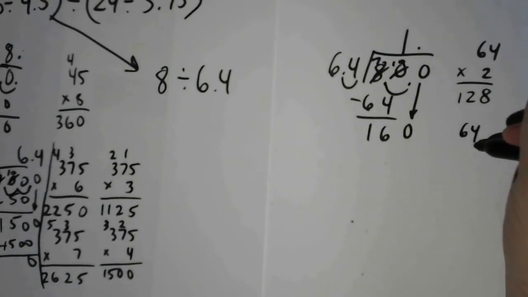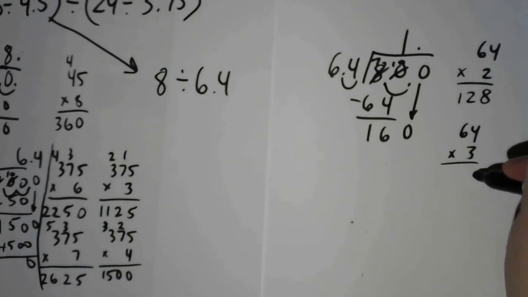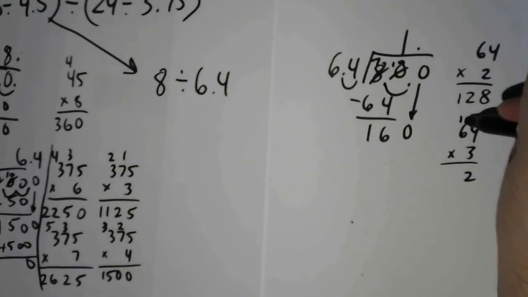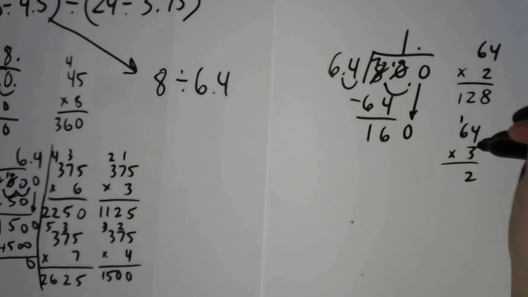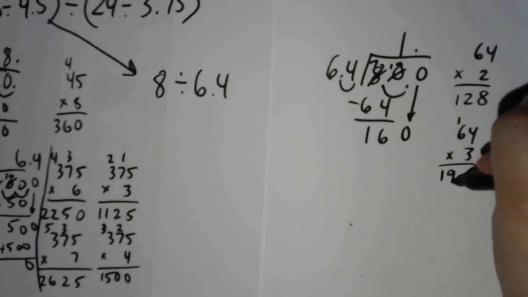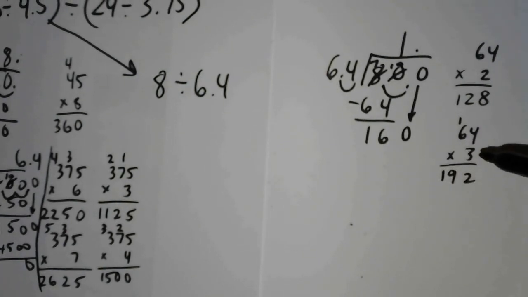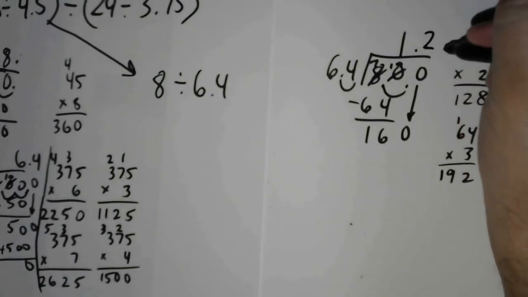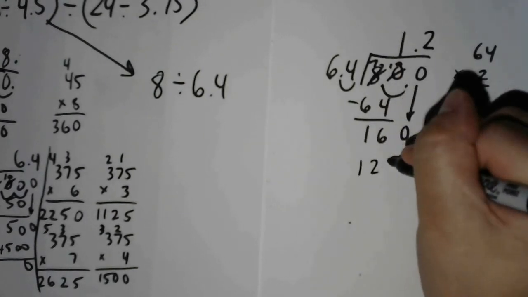Let's try. 64 times 3. 3 times 4 is 12. 3 times 6 is 18. Plus 1 is 19. Ooh, look, I went over. I was right. It only goes in 2 times. 2 times 64 is 128.